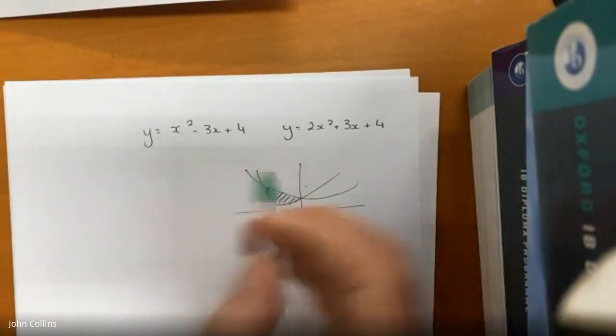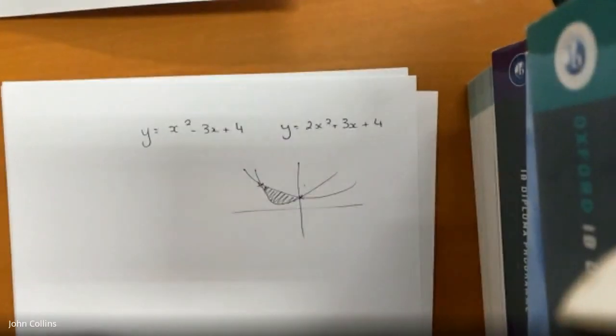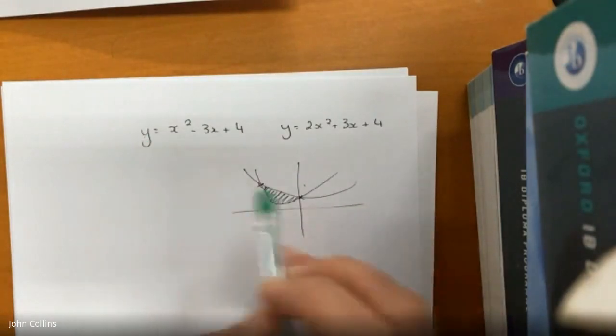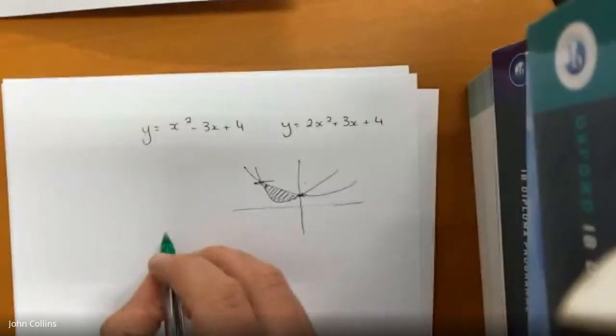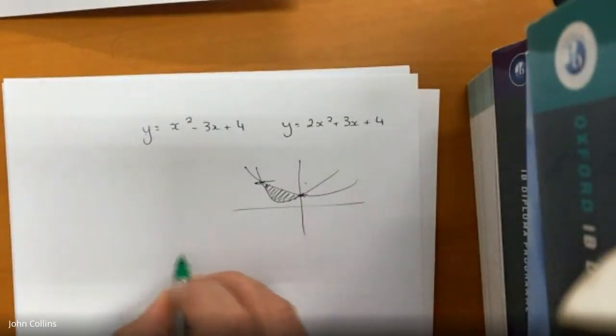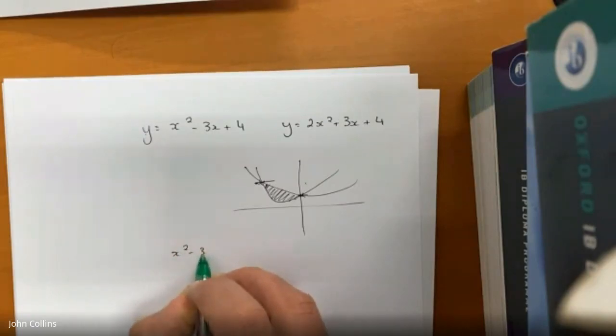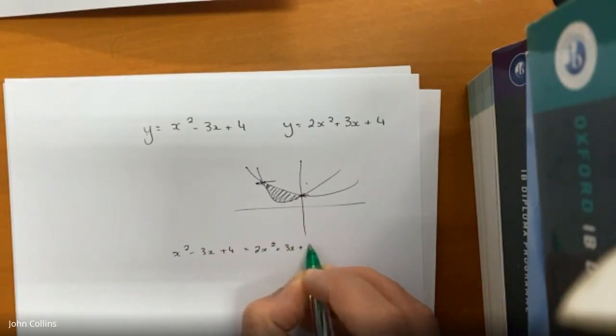All right, but we need to find where these two points are. So that will give us our bounds where they meet. So it's a simultaneous equation with the y's being the same value here and here, and that's hopefully what you've done. So if you let them equal each other, because the y will be at the same value there, you get x squared minus 3x plus 4 is equal to the other one, 2x squared plus 3x plus 4.